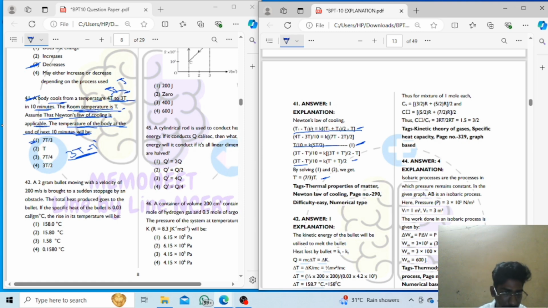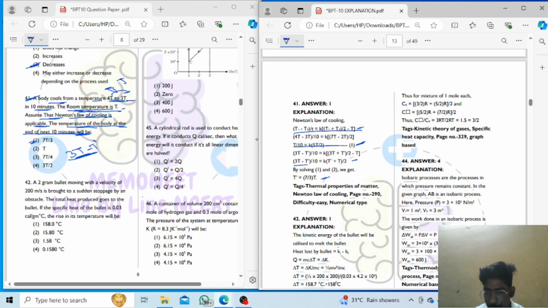After this, in the second case, the last temperature was 3T and the new temperature is T dash, and the time will be equal to 10 minutes. Putting the values in the formula, you will get (3T minus T dash) by 10 equals K into (T dash plus 3T) by 2 minus T. Now put the value of T by 10 here, so 3T by 10 becomes 3 into K into 5T by 2. Now only T dash is remaining, and the answer will be in terms of T.